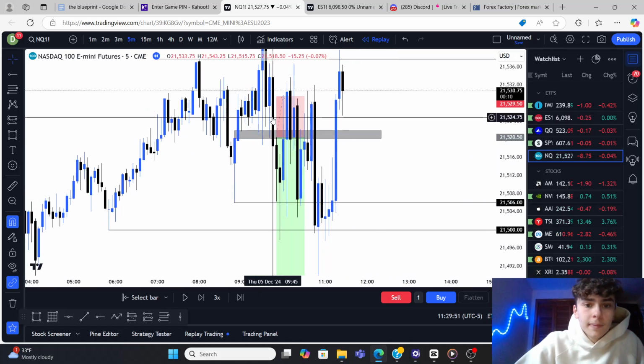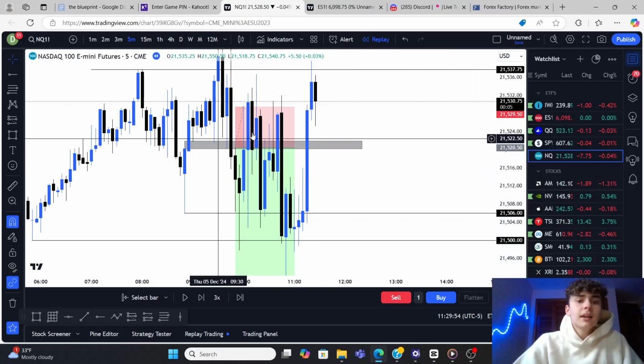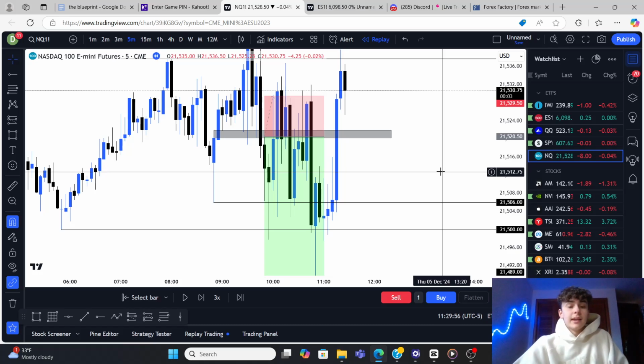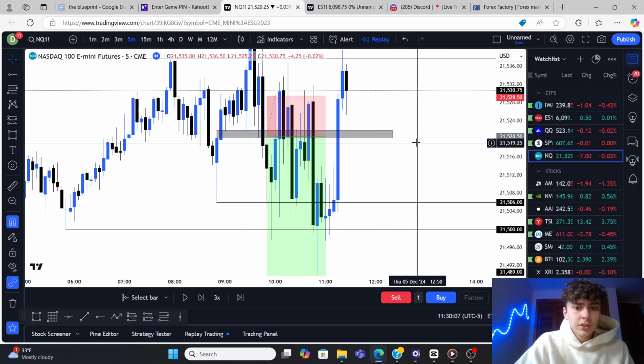So, boom, I entered. It looks kind of choppy, but this really was a clean trade, and I had so much confidence in this trade. I took it live with my Discord, and I was breaking it down for them mid-trade the whole way. And yeah, let me show you guys everything.